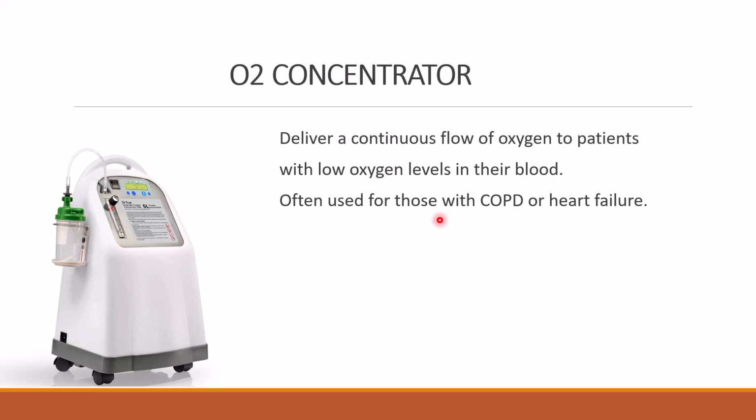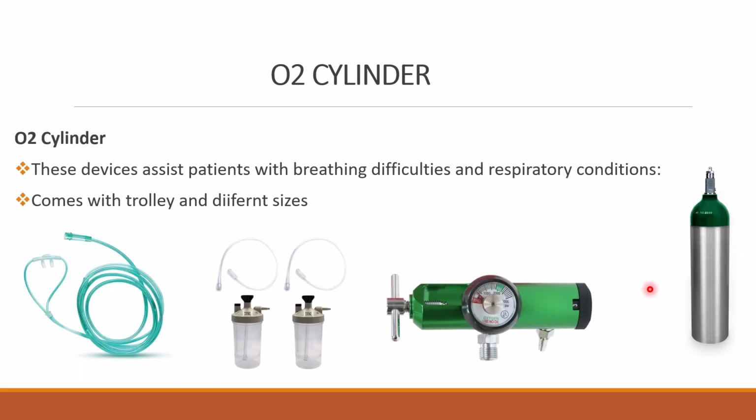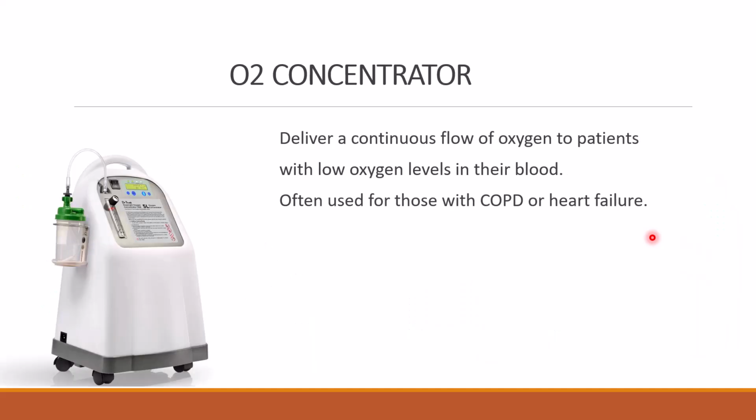They need, for example, a continuous delivery of oxygen. Compared to the oxygen cylinder, which may be finished after a few days or few hours, this one will deliver the oxygen in a continuous way. There is no need to add anything else to these devices, and it comes with different flow rates, for example 5 liters or 10 liters. Here we can see it's 5 liters.